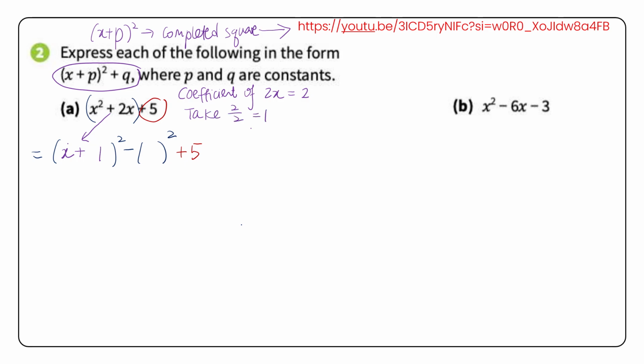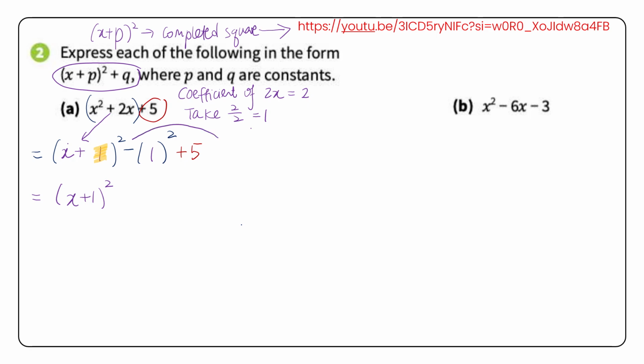So you fill this in, and then you take away 1. The number you're going to fill into the second bracket follows this number here, that's 1. So minus 1 squared. All right, so we're going to continue in the next step. The next step will just be x plus 1 squared. So this is a completed square already.